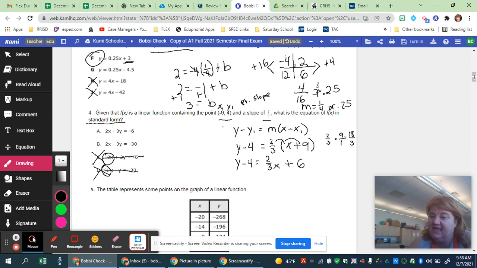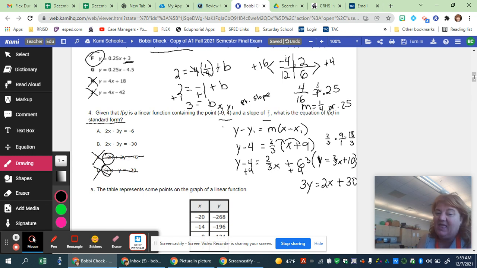So I distributed that out. I'm going to go plus 4. So now I have y equals 2/3 x plus 10. But I need to get rid of that 3, because remember, we can't have a fraction. So I'm going to multiply everything times 3. And I get 3y equals 2x plus 30.